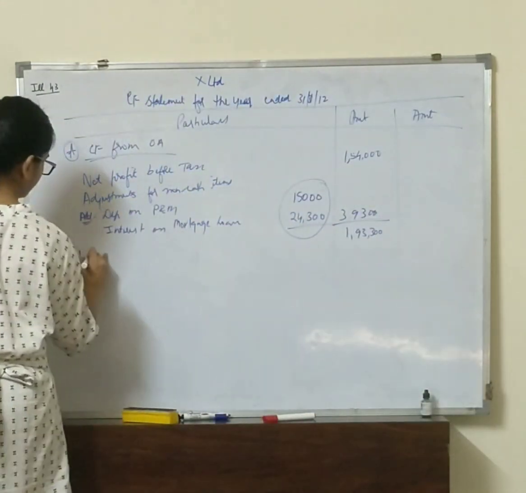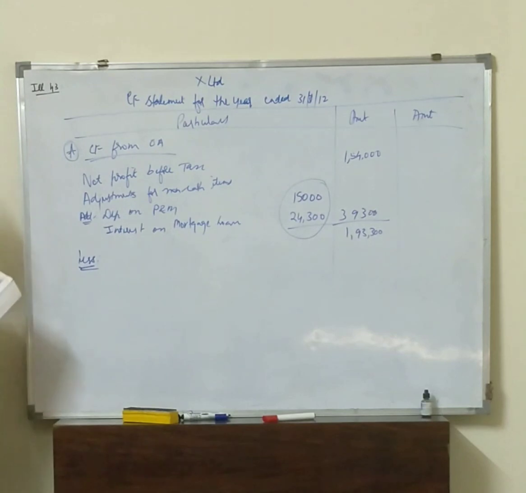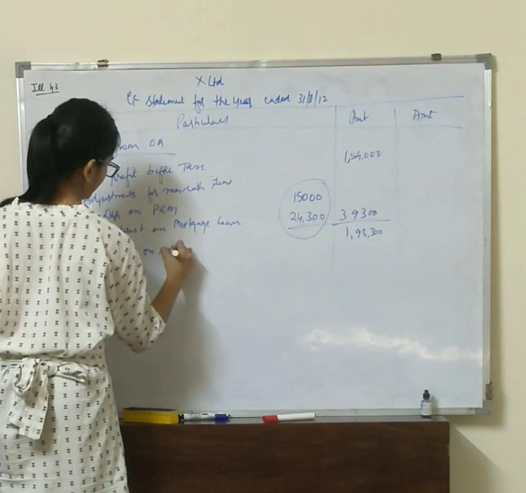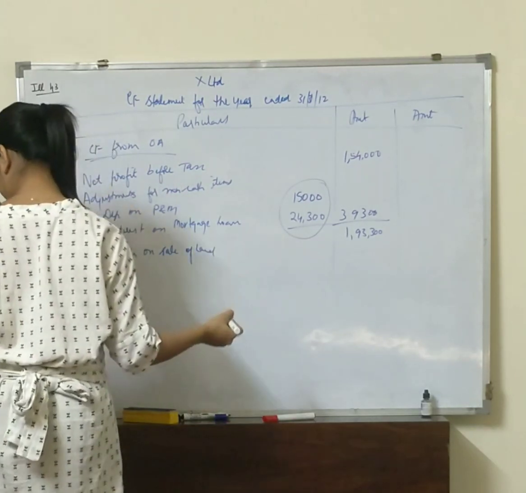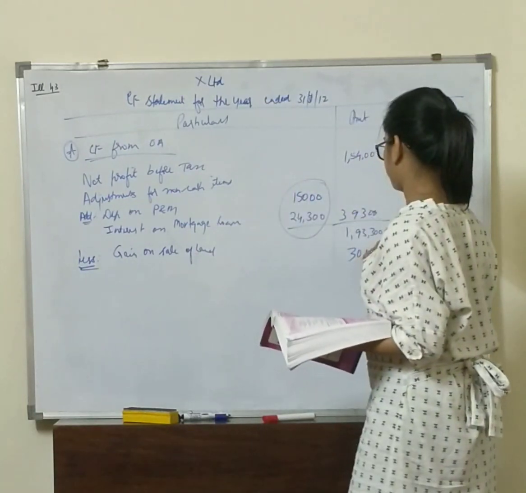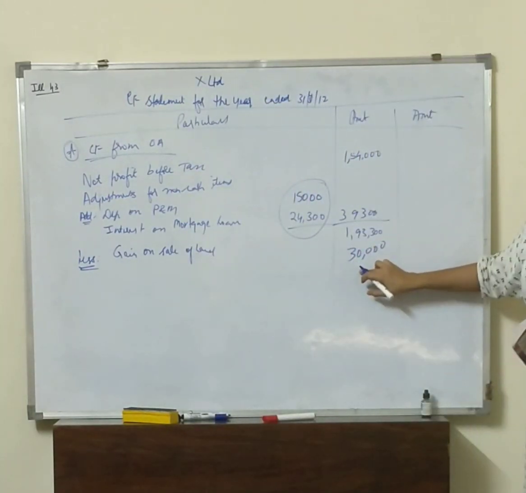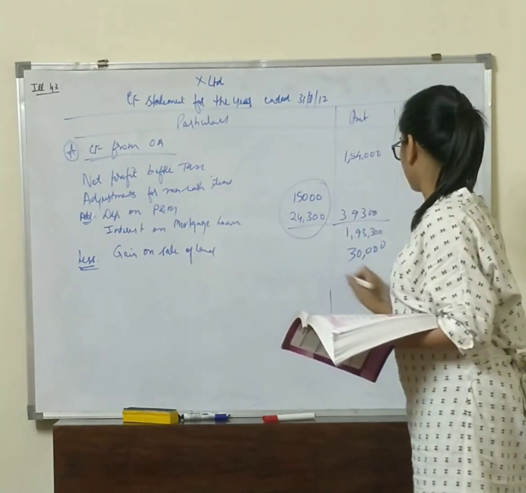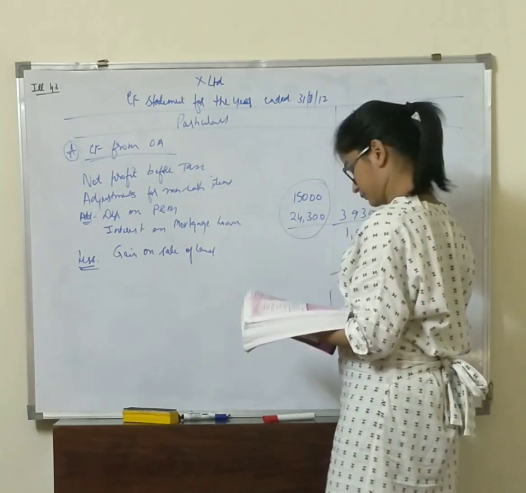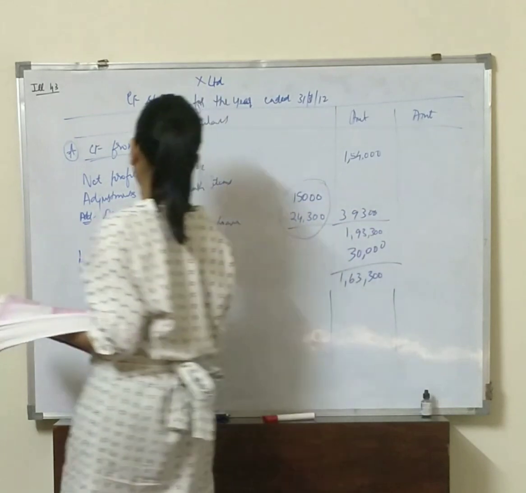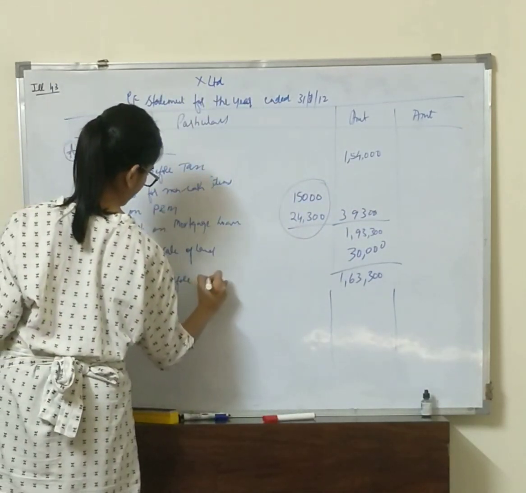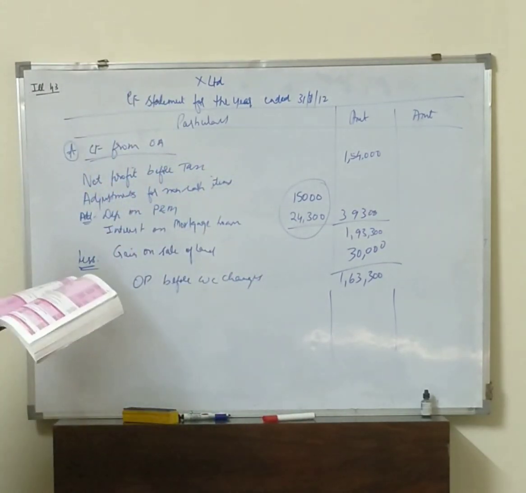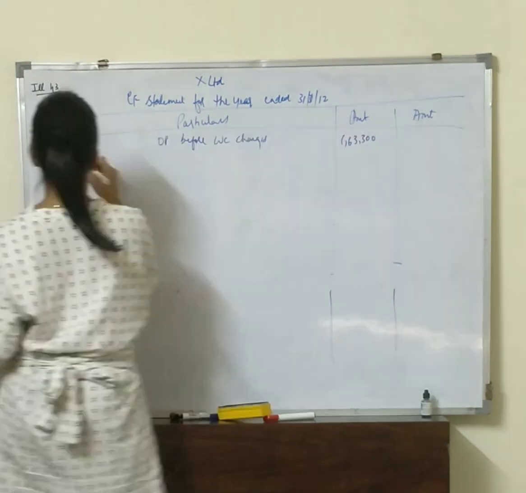After this, what do we do? We deduct our income. Is there any income in the problem? Yes. What is it? It is gain on sale of land. What is the gain on sale of land? It is 30,000. Now 30,000 I am writing inside because there is no other income, there is just one income which is given in the problem. So whatever answer we get will be our operating profit before working capital changes. What is the operating profit before working capital changes? It is 1,63,300.